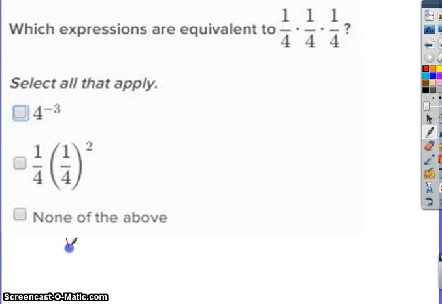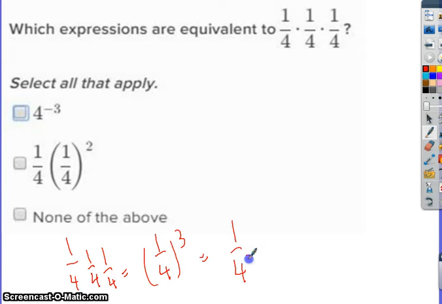Again, 1 over 4 3 times, so I'm dividing by 4 3 times, is the same as 1 over 4 to the third, which is the same as 4 to the negative third. So any of these are what I'm looking for. And this one is correct.